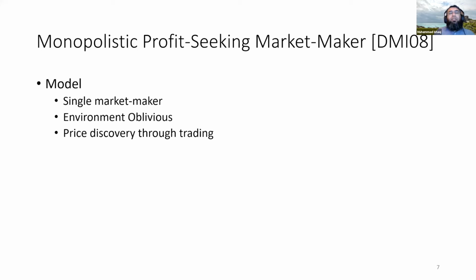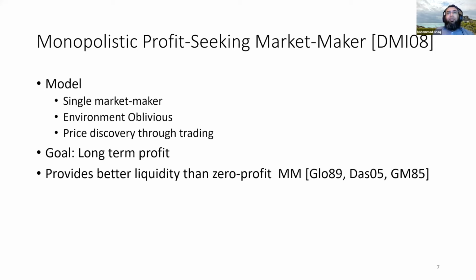It discovers the value of the assets through trading. So the traders essentially give it signals towards the true value of the asset, right? So the goal of such a market maker is long-term profit, and there is research that shows that this market maker actually provides better liquidity than a market maker that is altruistic, that does not want any profit, right? So back to the building blocks.